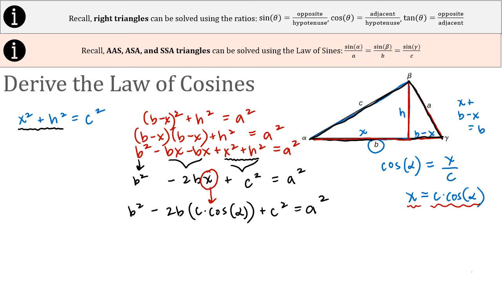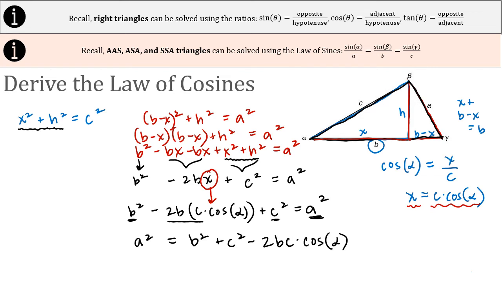And I can simplify, maybe I can just rearrange a few things here. Let me start with the a squared. Let's just rewrite this so that it says a squared. And I'm going to say a squared is equal to b squared plus c squared minus 2 times b times c times the cosine of alpha.